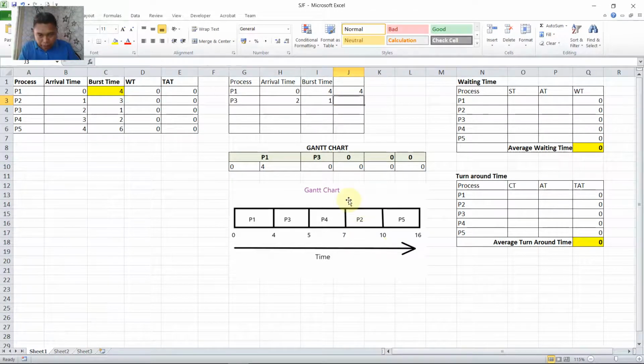Okay, this is the graphical representation for the Gantt chart. For P3, how do we come up with the completion time of 5? Kindly add 4 plus 1, this 1 and this one, to come up with 5 for the completion time. Next, we'll mark as done.